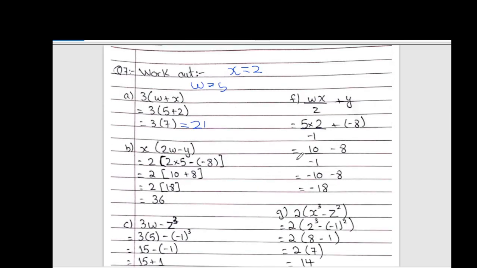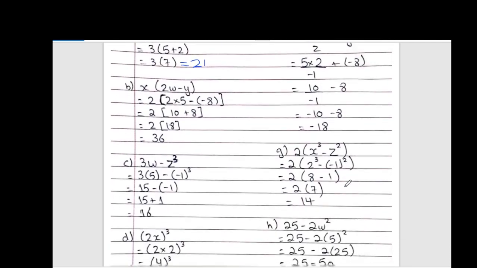So moving back to expression number F, wx by z plus y. W is 5, x is 2, and divided by minus 1, plus y value is minus 8. 5 into 2 is 10, divided by minus 1, plus minus 8. Then 10 divided by minus 1 will be minus 10, and minus 8 as it is, minus minus plus, same sign we will add, but the sign of the bigger value, which is 10, so it will be minus 18.